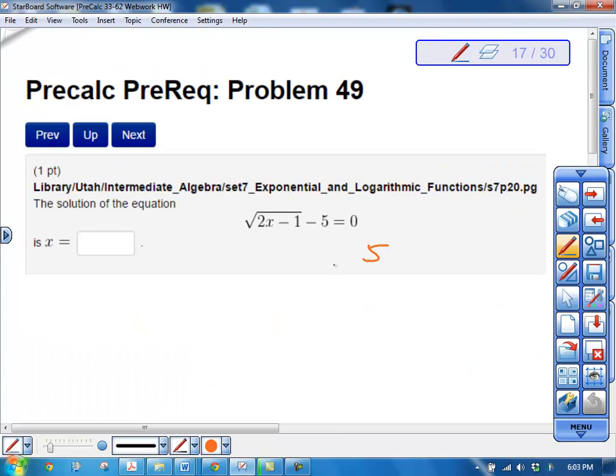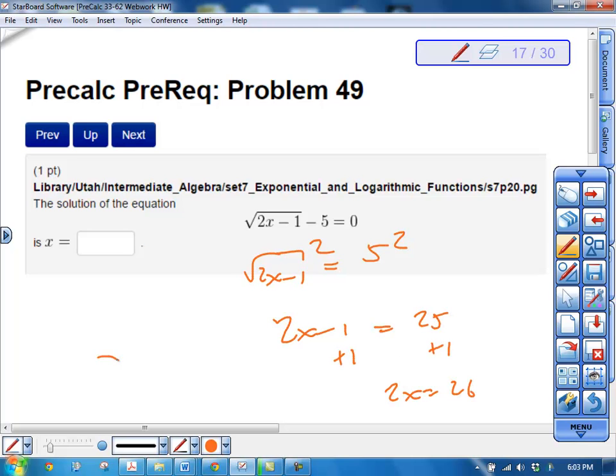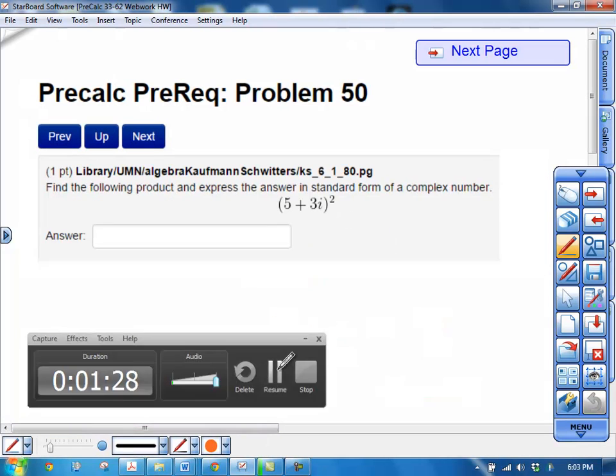Next problem, I'm going to add 5 to both sides, and then I'm going to square both sides, and that gives me 2x minus 1 equals 25. I'm going to add 1 to both sides, 2x equals 26, so x equals 13. I usually check these, especially when there's square roots and squaring involved, because you can get an extraneous solution, so it helps to double check.